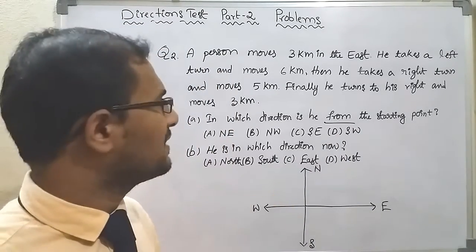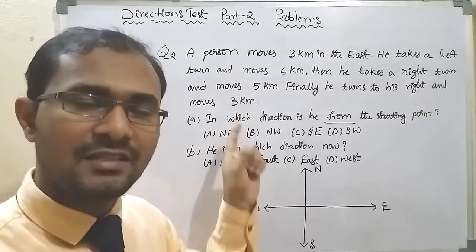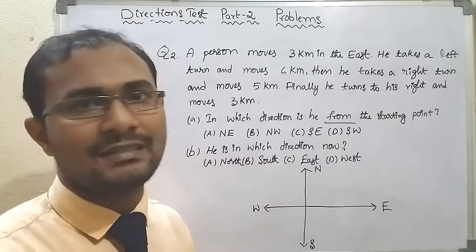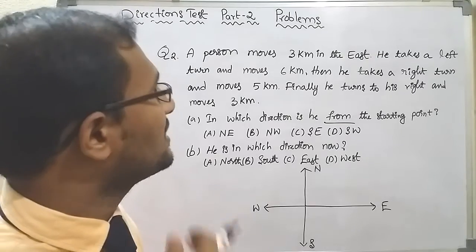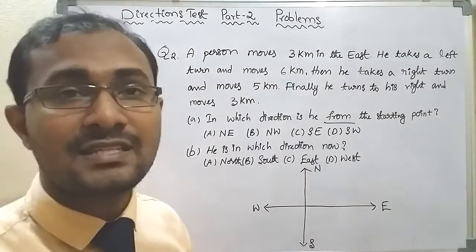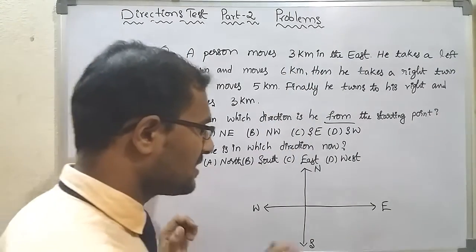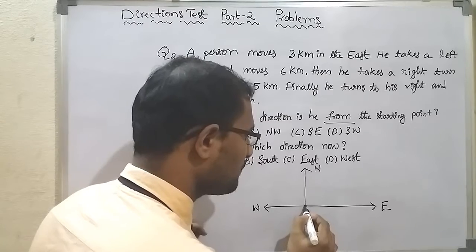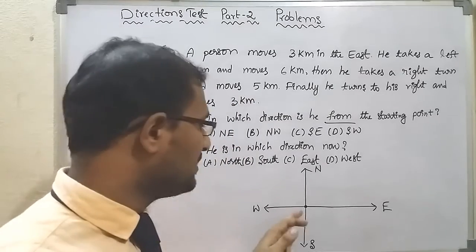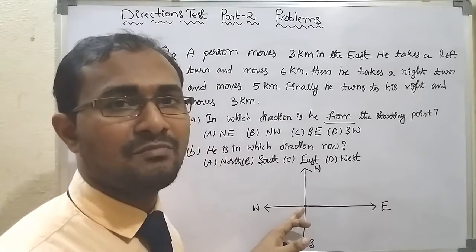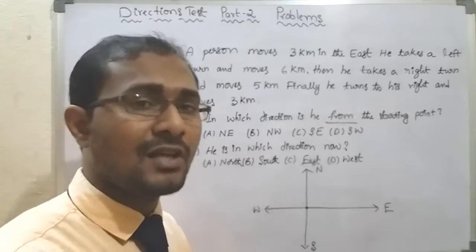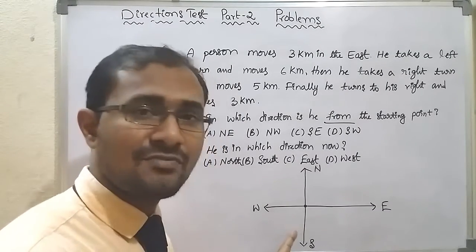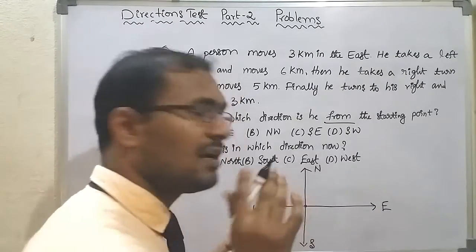So let me explain how to answer these two types of questions so that you can get clarity. A person is moving in the east direction. How much distance did he cover? 3 kilometers in the east. I already told you the starting point has to be this intersection point, the middle point. So this has to be your starting point while solving the question. Take the directions in this way and start from here always.